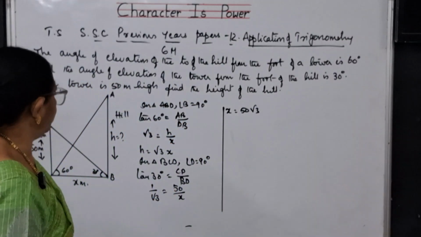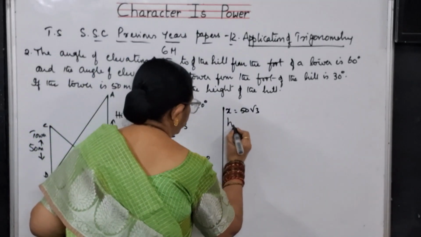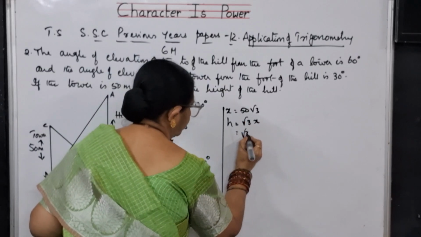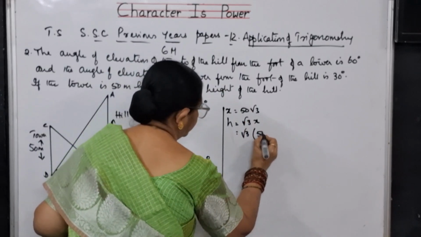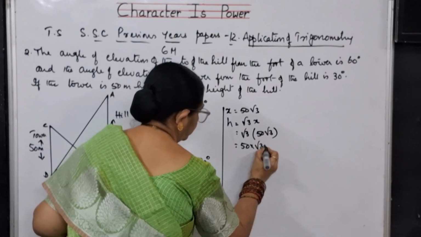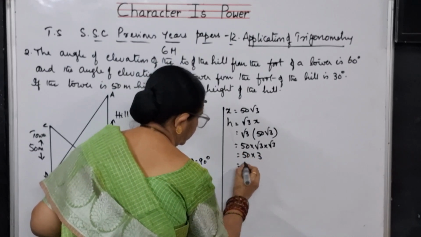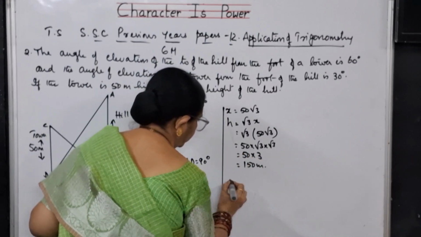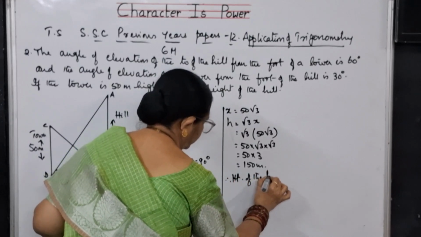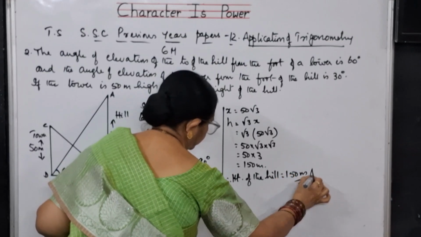Now, you want the h value. What is the h value? Root 3 x. That means root 3 into x is 50 root 3. That means 50 into root 3 into root 3, 50 into 3, 150 meters. Therefore, the height of the hill is equal to 150 meters.